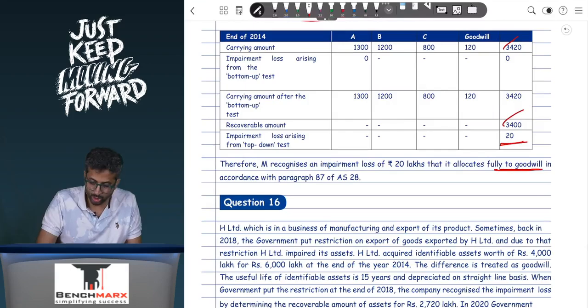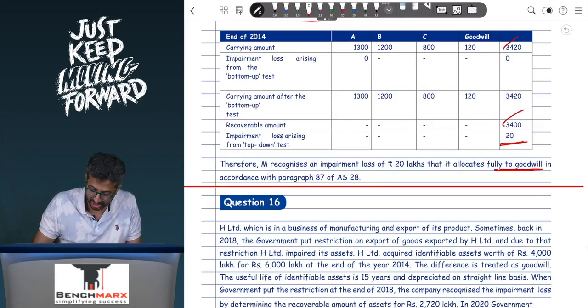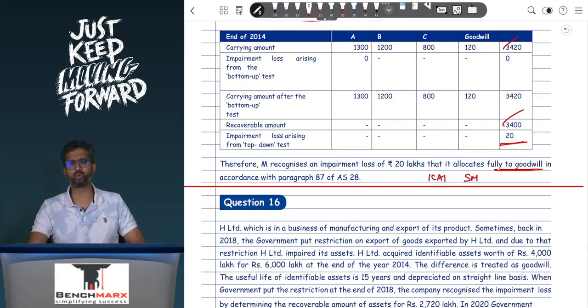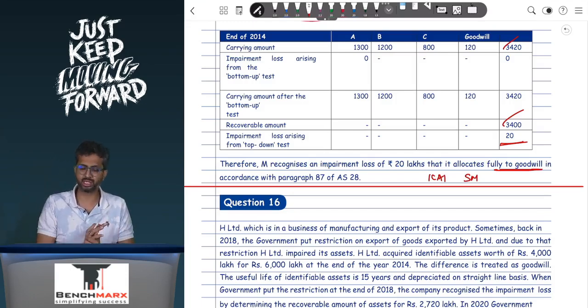Now this is where ICAI SM ends. If I look at the ICAI study material from question 1 all the way up, I think up to question number 10 or so, you had questions from the practice as well as illustrations. Then from 11, 12, 13, 14, 15, these were 5 questions which were examples in the study material.